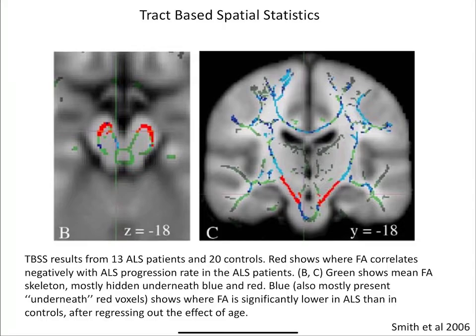Okay, so does anyone know why the ALS patients would have less FA? Do they have less myelination? Right, they have less myelination, right? Okay.